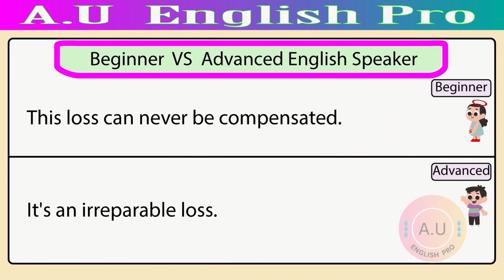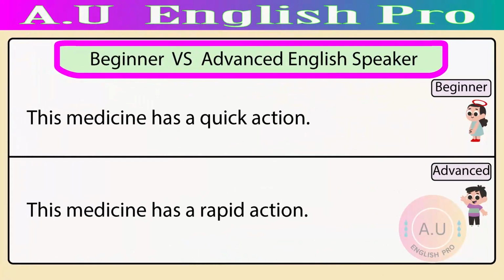Friends, our next sentence is, this loss can never be compensated. So instead of using this sentence, if you want to sound better, so you can say, it's an irreparable loss. Friends, our next sentence is, this medicine has a quick action. If you want to sound like an advanced English speaker, so you can say, this medicine has a rapid action.